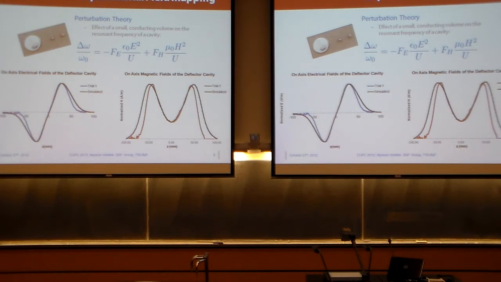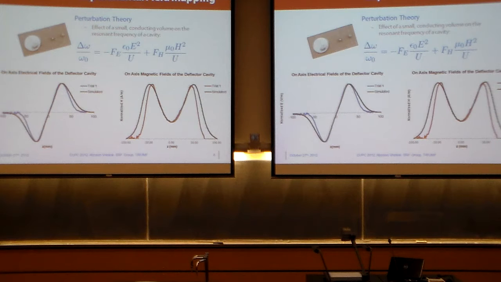So Slater's perturbation theory says that if you have a small conducting volume, like a bead, or a bead on a string like in the picture on the left, and you run it along through your cavity, the resonant frequency of the cavity will change depending on the fields that are around it. So what we do is we run these beads through our cavity, and we can actually work backwards to get the electric and magnetic fields.